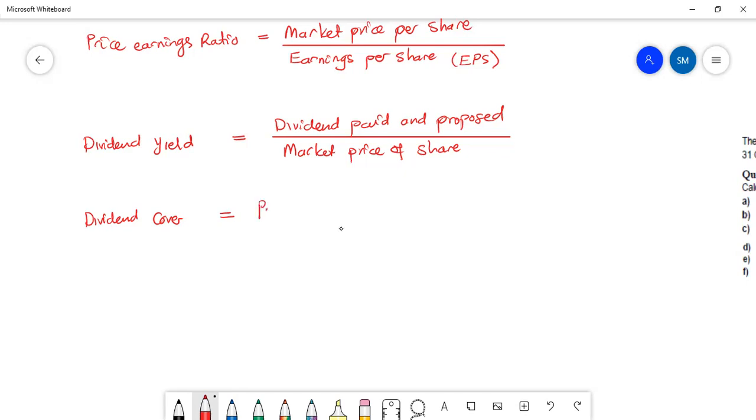Yes. And dividend yield. Let's say we have both proposed and paid. We are supposed to add, then divide by the market price of shares. Correct. Okay. Thank you.